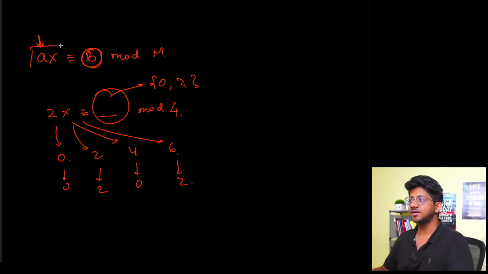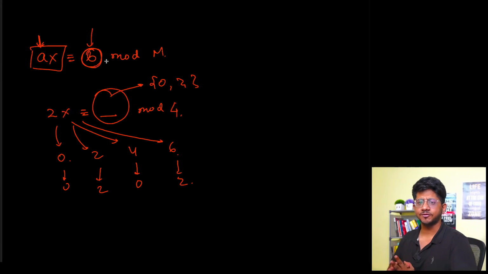So the question is, given the value of a, and you have an equation ax, how many different values can b take, out of the m values that are possible, 0 to m minus 1? Pause the video right over here and think about how you go about solving this. I'm assuming that you have done it. Please do it if you have not. It's very similar to what we have been doing.